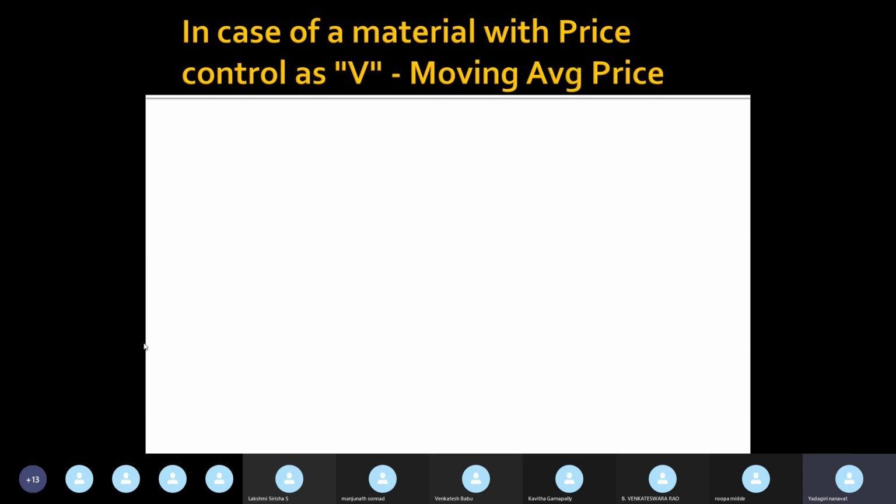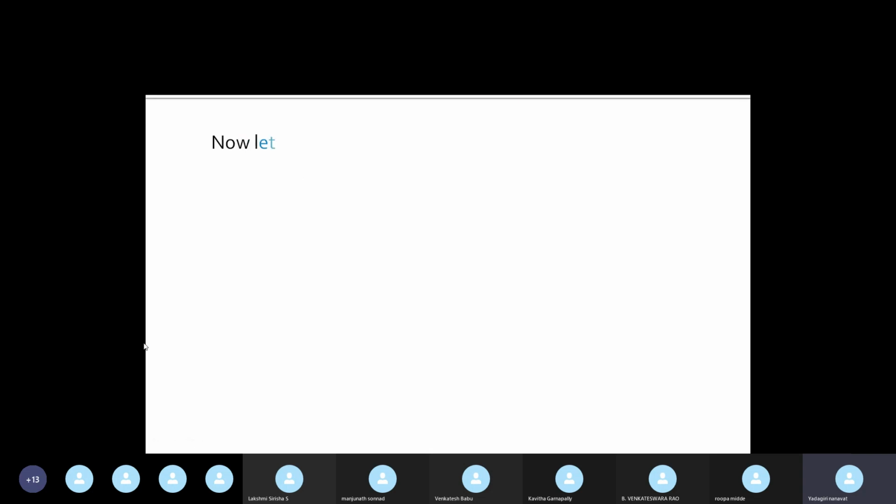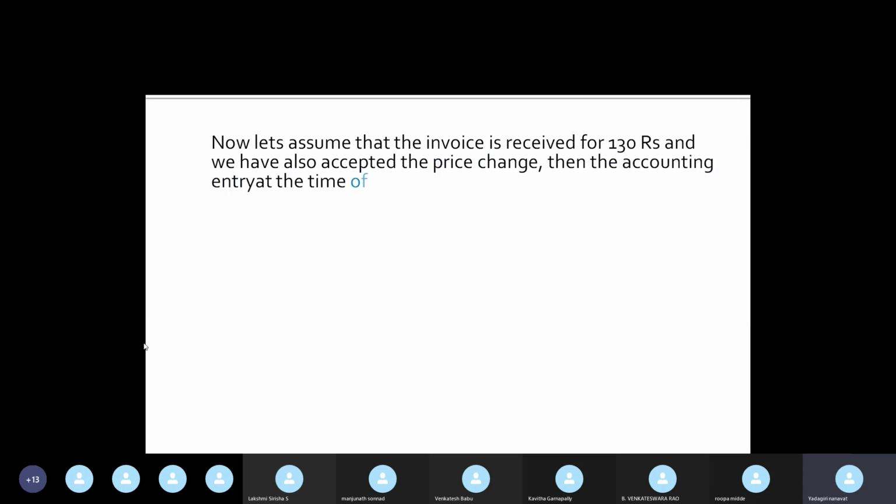In case of material with price control V, moving average price, same scenario. At the time of goods receipt the entry will be stock account debit 120 rupees, and to GRIR account credit 120 rupees. Now let's assume that the invoice is received for 130 rupees, and we have also accepted the price change.